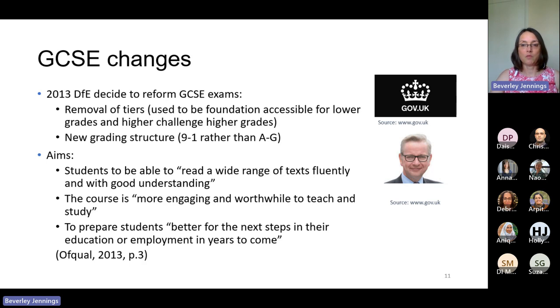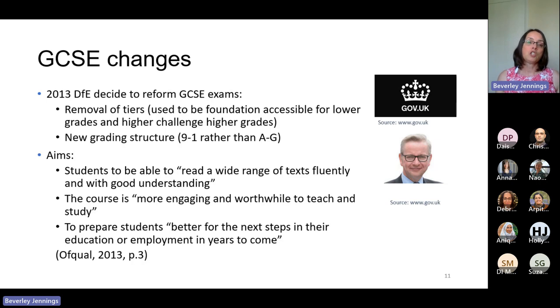I was going to do a trigger warning that I put a picture of Michael Gove. Apologies if anyone is upset by this. But in 2013, when he was Education Secretary, the Department for Education decided to reform the GCSE exams. And this has really changed the landscape for English teaching and the English curriculum.